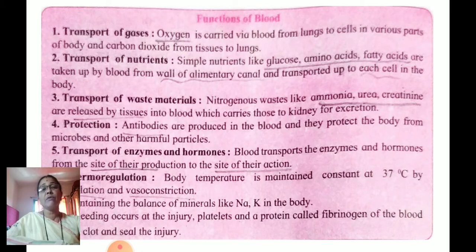These waste materials have to be collected and brought back to the excretory system. So what are these waste materials? These are ammonia, urea, creatinine. These are released by the tissue into the blood, and this blood carries them to the kidney for throwing out. All these substances are dissolved in water, so naturally they are thrown away with the help of water. So we call this excretory product urine.